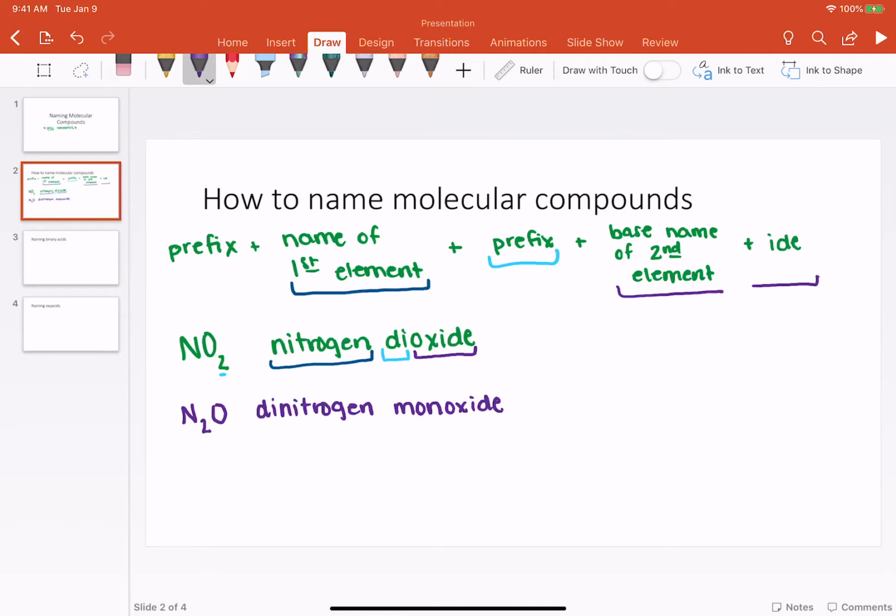So let's do a couple of examples. Go ahead and pause the video here, solve them on your own, and then we will check them as a group.